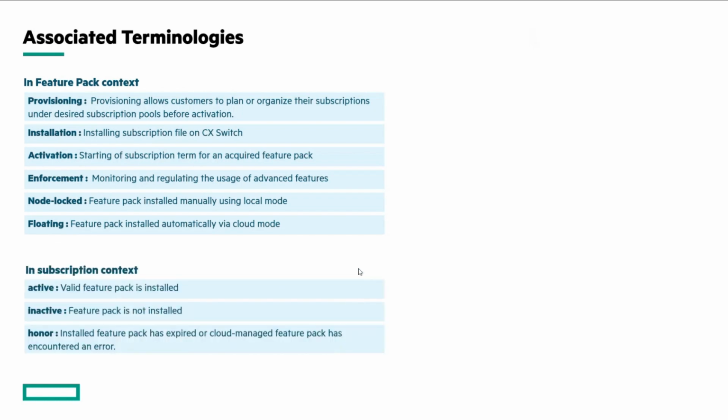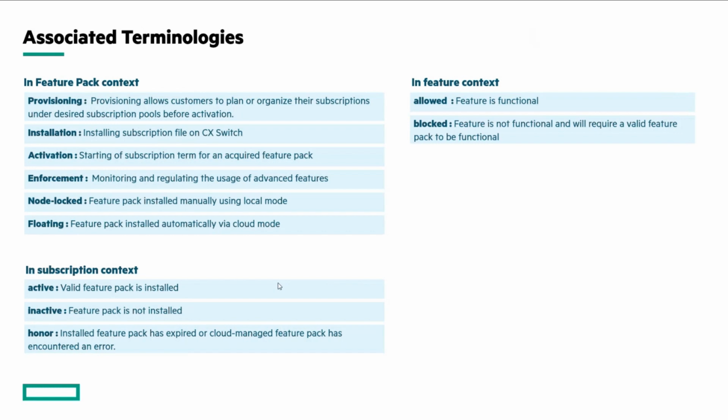Talking in terms of a subscription, it can either be active, inactive, or in honor mode, depending on whether the feature pack is installed, not installed, or has faced some issues. In context to a feature, it can either be allowed or blocked. In case of allowed, the feature will be functional, whereas in case of blocked, the feature will not be functional and will require a valid feature pack to be functional.